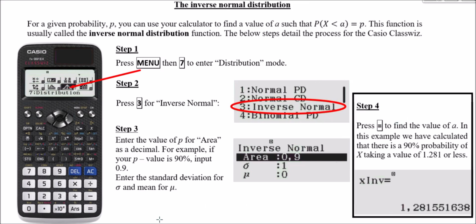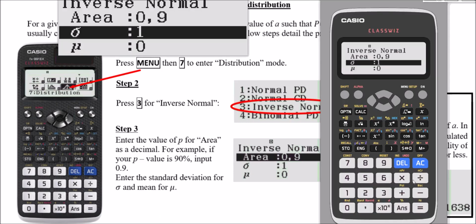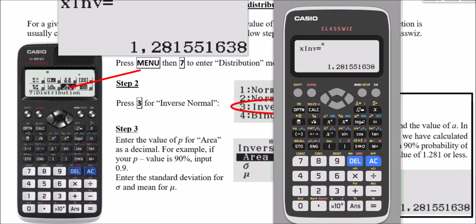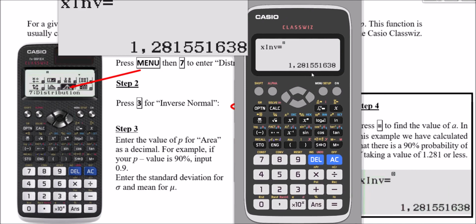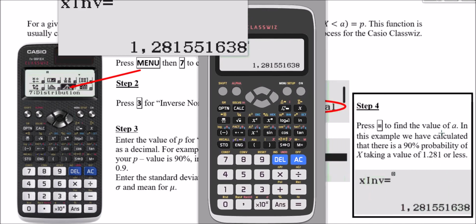So if we press equals here, what I get is 1.28155168. So that's shown that we've calculated that there's a 90% probability of x taking a value of 1.281 or less for the normal distribution, which has standard deviation of 1 and mean of 0.